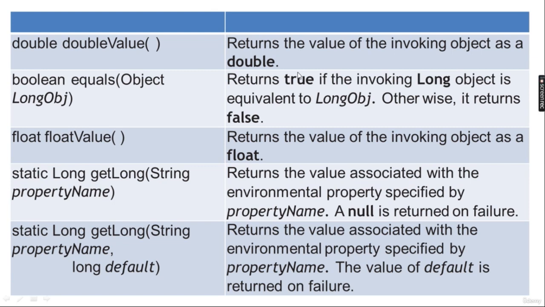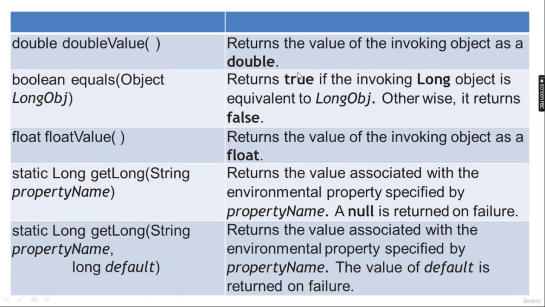Static Long getLong(String propertyName) returns the value associated with the environmental property specified by propertyName. A null is returned on failure. Okay, so getLong will give you whatever property you are specifying in the brackets, its long representation will be returned. And if it fails, it will give you null.